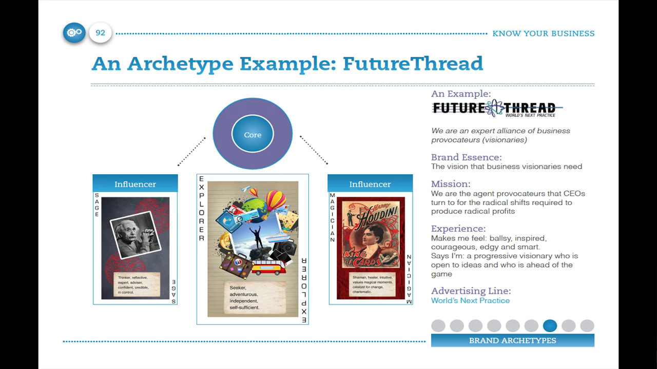So there was just an example that we did for a cooperative called Future Thread, which had as their foundation archetype the sage, so don't act inconsistent with a sage. At their core was the explorer, taking brands to places where they wouldn't necessarily go. So their advertising line was world's next practice, which is a very exploratory positioning. And then the magician, so those wonderful moments of transition and magic. So that's the way their archetype set came together. So sage is the foundation, explorer is the core, and then magician is the influencer.